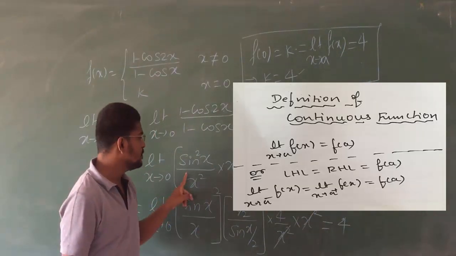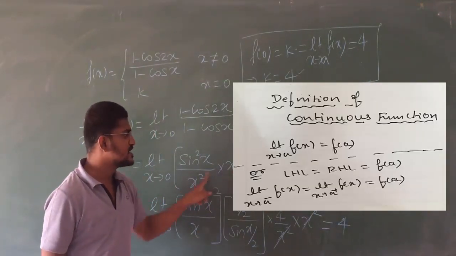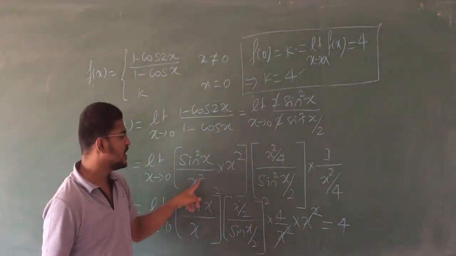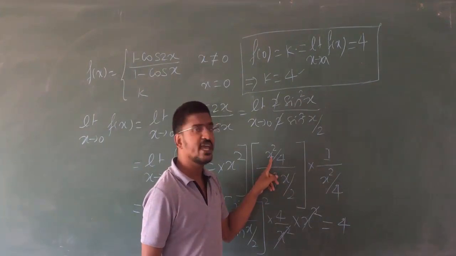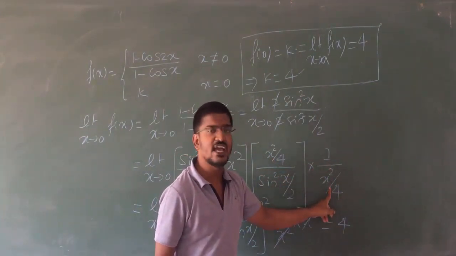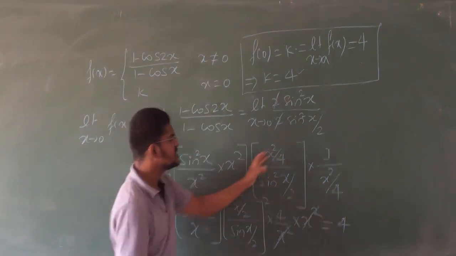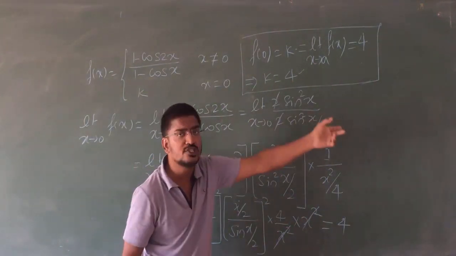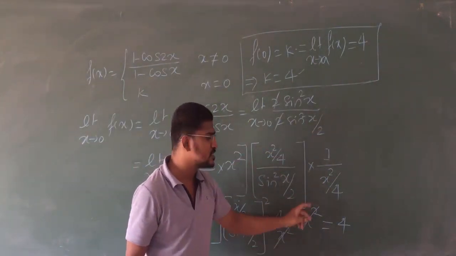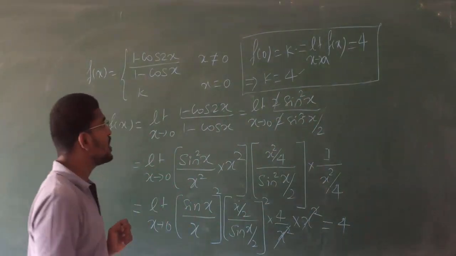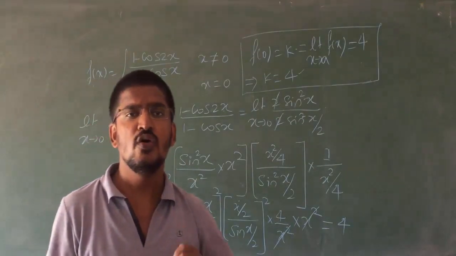By solving this, be careful. Adjusting x square terms, adjusting x square by 4 terms, multiplying x square, dividing x square, multiplying x square by 4, dividing by x square by 4. So I will take this as a separate term, this term as a separate term, take x square outside. So 4 by x square into x square will get cancelled. So your answer will be 4. Therefore the answer is k equal to 4.